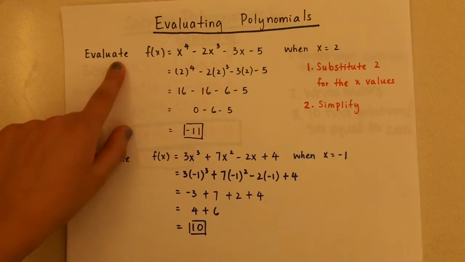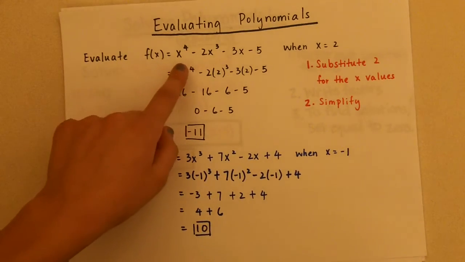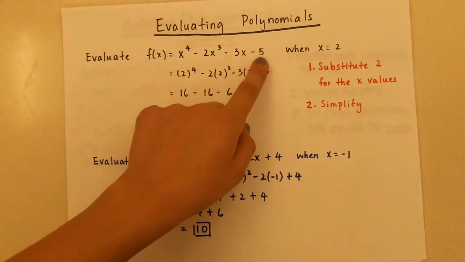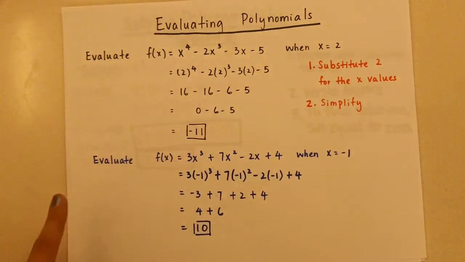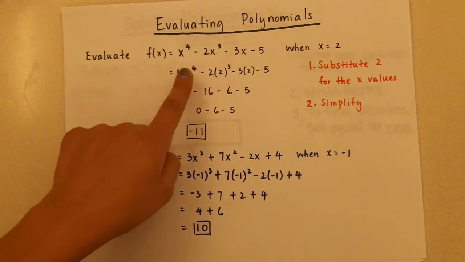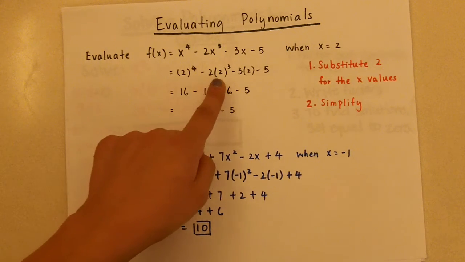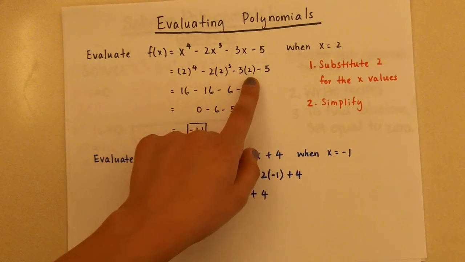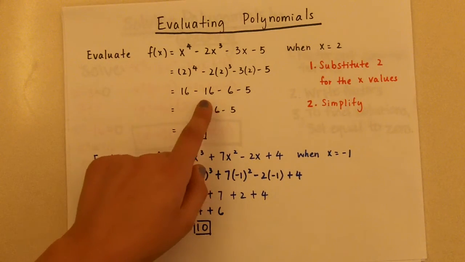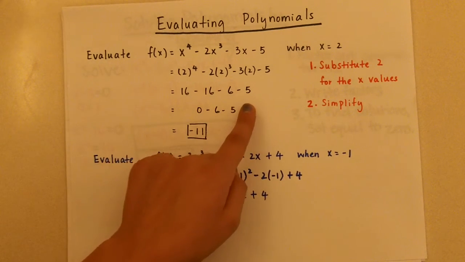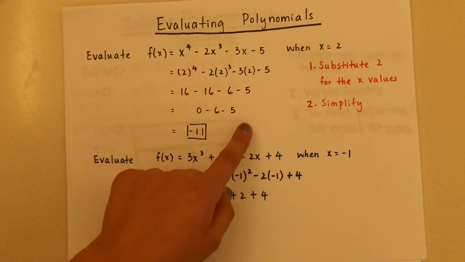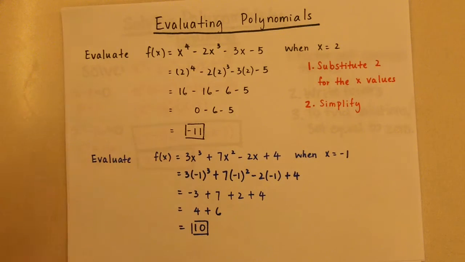So our first problem is to evaluate f of x equals 4x to the fourth minus 2x cubed minus 3x minus 5 when x is equal to 2. So the first step is to plug in 2 for all of your x values. So you get 2 to the fourth minus 2 times 2 cubed minus 3 times 2 minus 5. So you simplify, you get 16 minus 6 minus 5. Then you simplify even more and you get 0 minus 6 minus 5, and your final answer is negative 11.